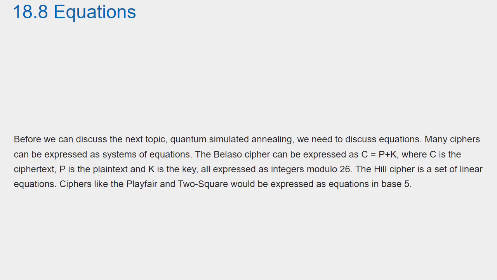Section 18.8 Equations. Before we can discuss the next topic, quantum simulated annealing, we need to discuss equations. Many ciphers can be expressed as a system of equations. The Vigenère-style additive cipher can be expressed as C equals P plus K, where C is the ciphertext, P is the plaintext, and K is the key, all expressed as integers modulo 26. The Hill cipher is a set of linear equations. Ciphers like the Playfair and 2-square would be expressed as equations in base 5.